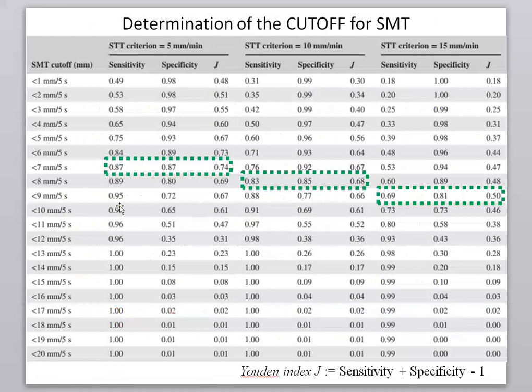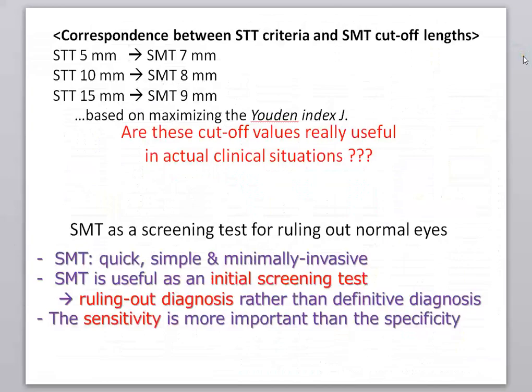Based on this consideration, we get the 7, 8, and 9 cutoff lengths for SMT, corresponding to the STT criteria of 5, 10, and 15 millimeters. These were the results we got so far.